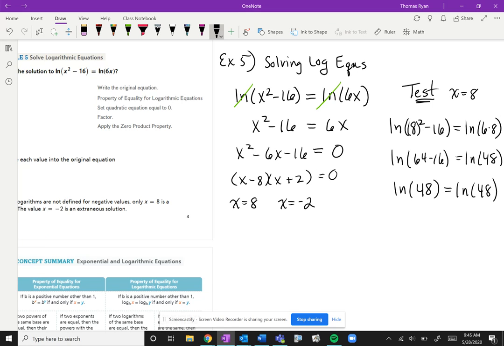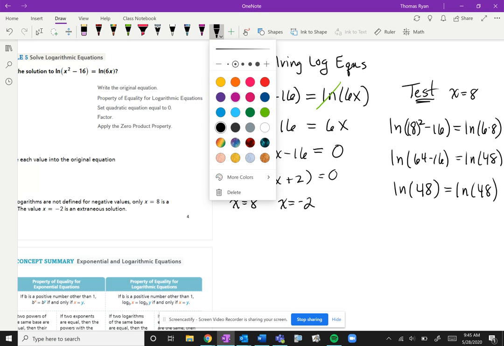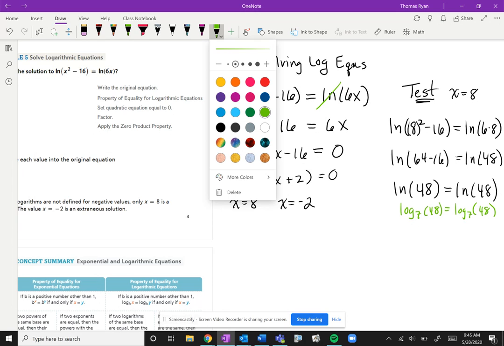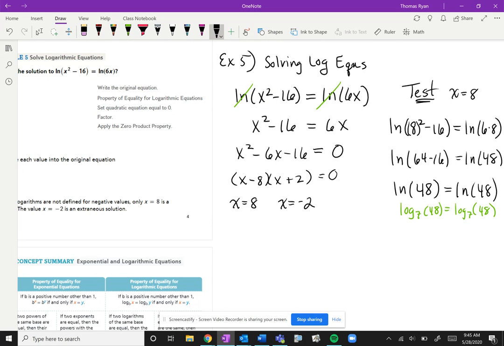The thing is, this doesn't matter if this is ln. This whole problem could have been like log base 7 of 48. We don't actually have to calculate this, but as long as you literally have the same thing on both sides, now you're like, all right, so it checks out. Okay, so this one checks out. So this is a solution.